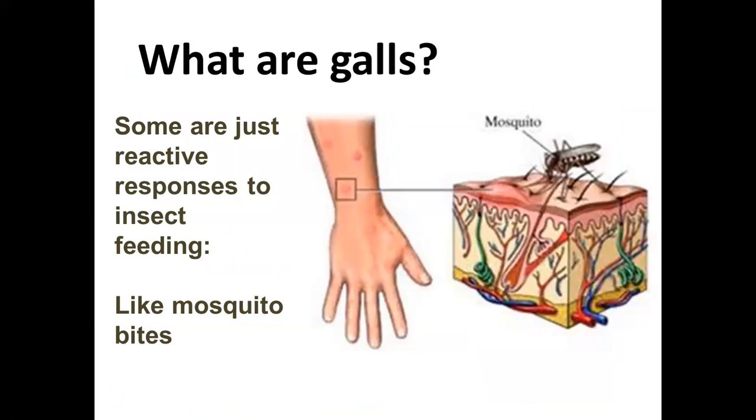So when it's a reactive response to the feeding, that's like when you get a mosquito bite and you get this welt and it's itchy on your arm. That's the reaction of your skin to the stuff that the mosquito inserts there to thin out your blood so it can suck out some of it, and then your body reacts to it. So that's kind of like what a gall is on a tree.